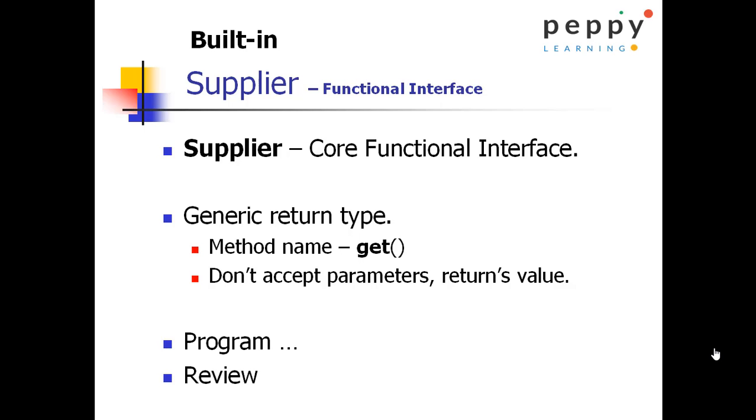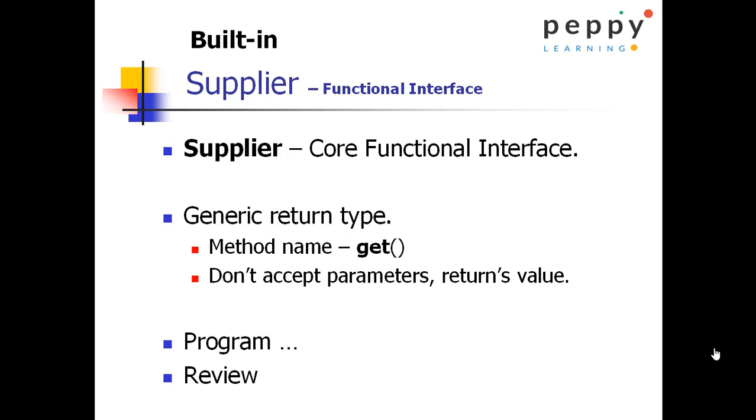In this video, you are going to learn about one of the built-in functional interfaces named Supplier. We know the definition of a functional interface. When an interface has one and only one abstract method, with any number of static or default methods, we can call it a functional interface.